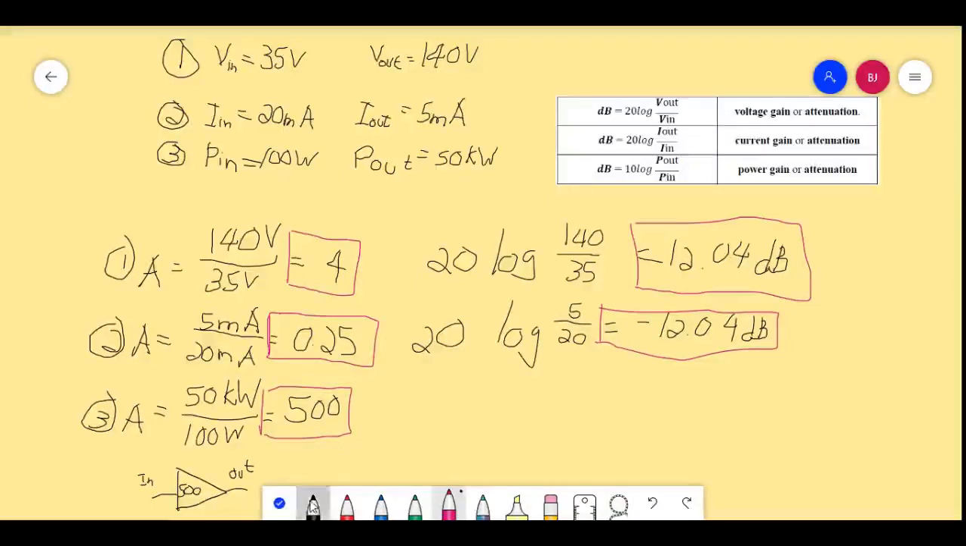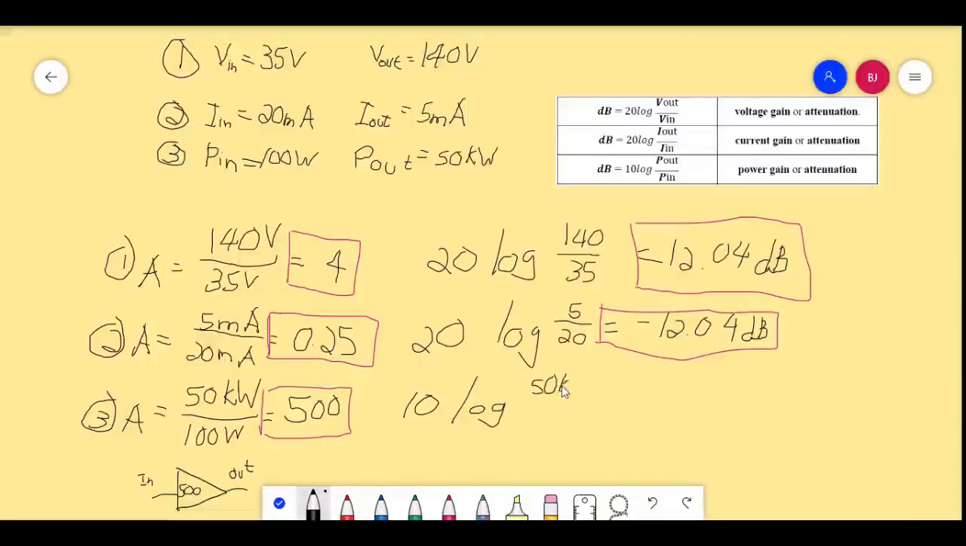Now, number 3, you have to be careful when you do it in power, as you might have been used to using 20 as your multiplicand or factor. So 10, again, this is power. How do you know it's power? It says P and it is in watts. So 10, oops, where's my eraser? So logarithm of 50 kilowatts.